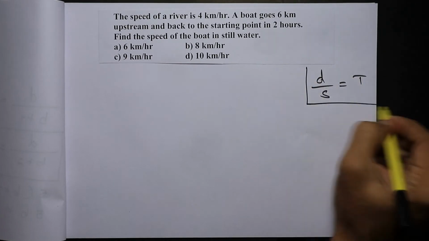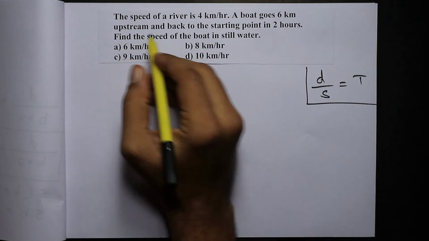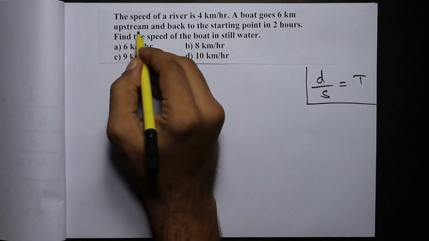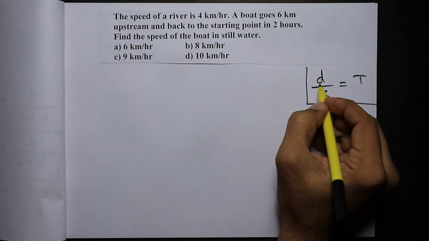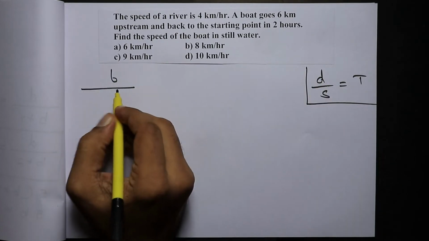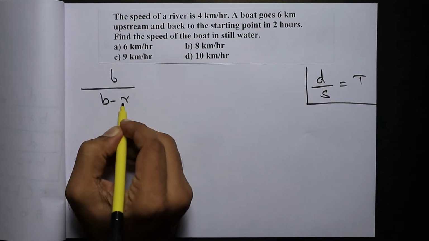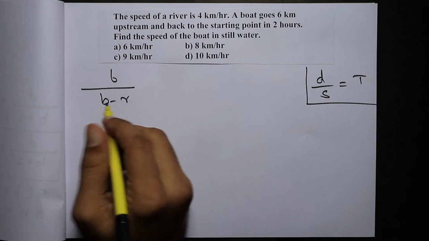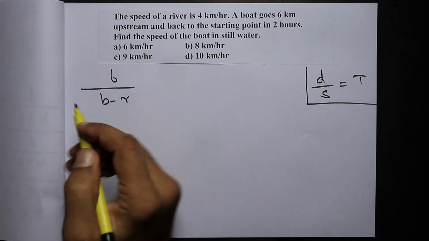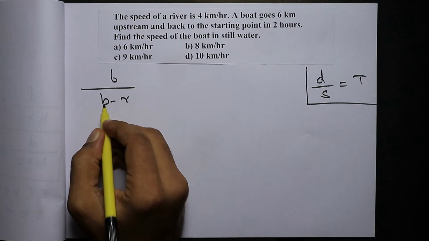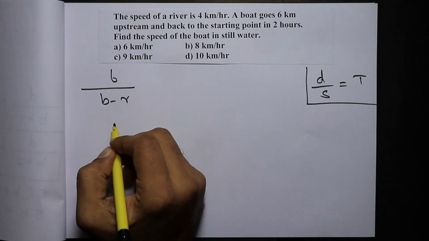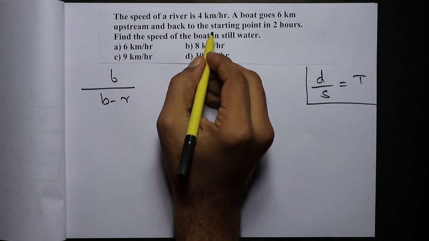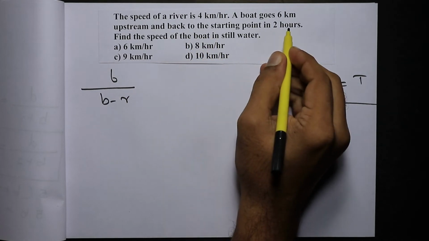So let us form the equation for upstreaming. A boat goes 6 kilometers upstream. So the time is 6 divided by the relative velocity, b minus r. When you are upstreaming, effective velocity is b minus r. B is the speed of the boat in still water and r is the speed of the river. And back to the starting point in 2 hours.